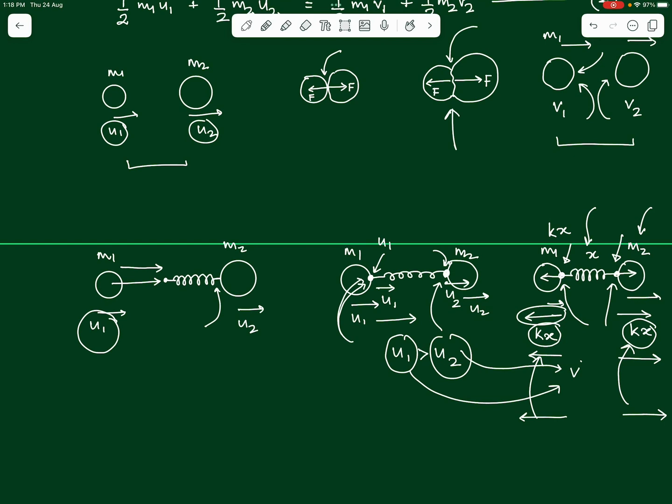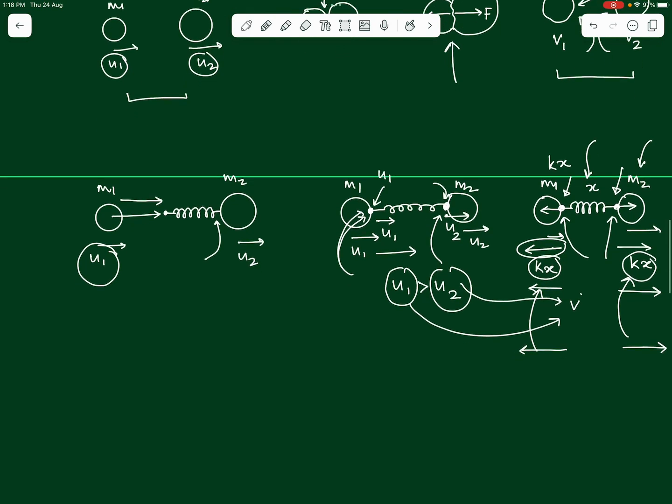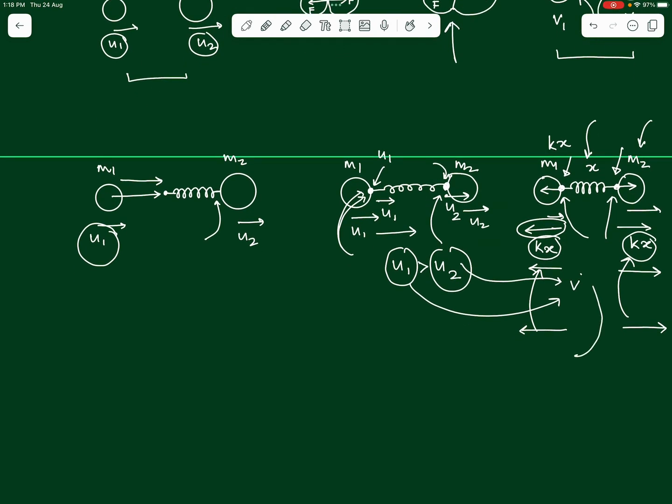After this point, m1 will have a velocity which becomes lesser and lesser than the velocity of m2, and m2's velocity will keep on increasing. So understand that this is one important state in the process of collision, where the two bodies in the state of maximum compression of the spring will have the same velocity. After which m2 will move faster, m1 will move slower, and this will continue to happen as the spring opens up and reaches once again its original length.